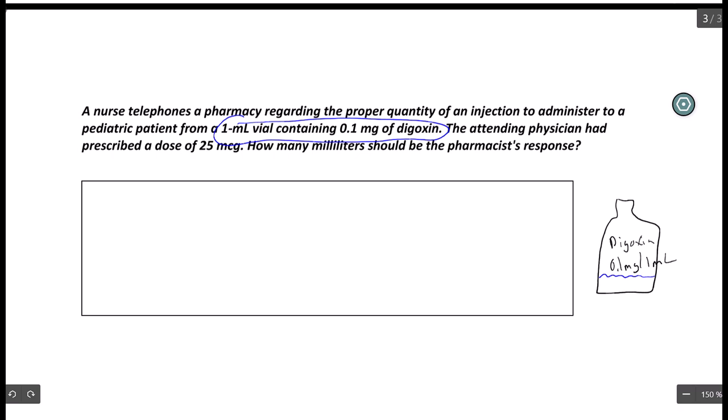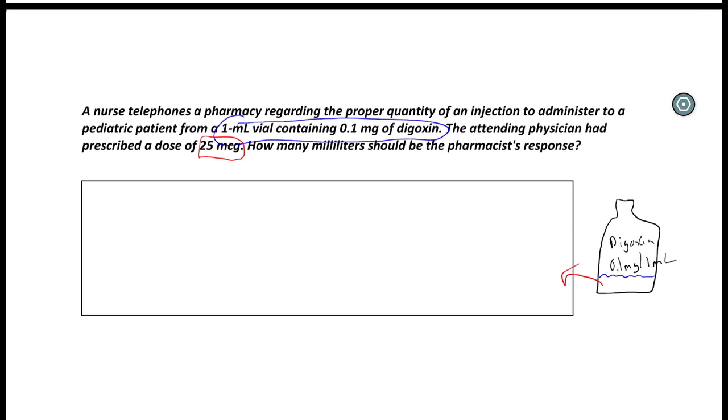The physician wrote that they want to give the patient 25 micrograms of the drug. How much of this liquid do you have to take away? How much do you have to draw up and inject into the patient so that you get 25 micrograms? If we gave them all of it, we'd be giving them 0.1 milligrams, right? We want 25 micrograms. So how much of that liquid do we need to do? This is where, again, you can do it different ways.